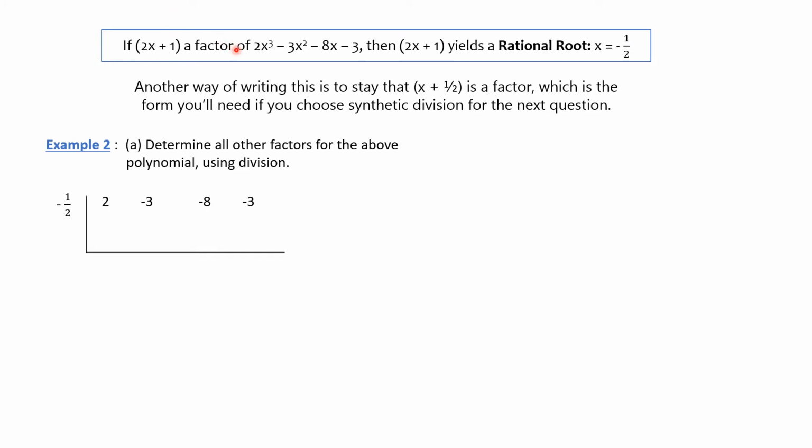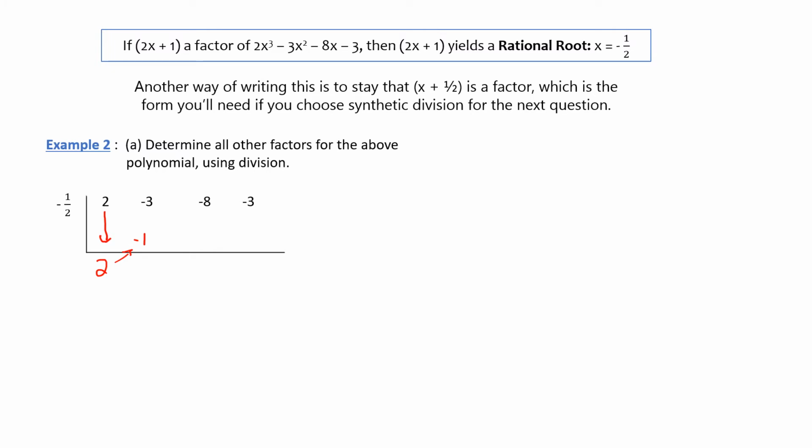I put in my coefficients, 2, -3, -8, -3, all down here. And then we do the synthetic division. The first step is to bring down the first coefficient, that's a 2. Then I multiply the negative 1/2 times 2. Negative 1/2 times 2 goes up here, that's a negative 1.